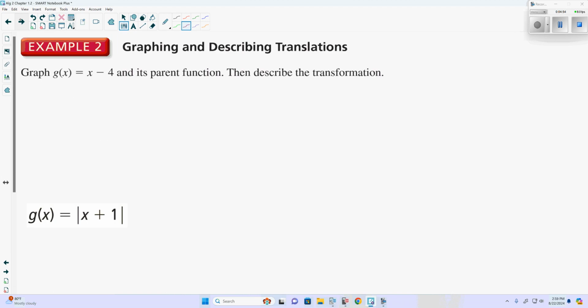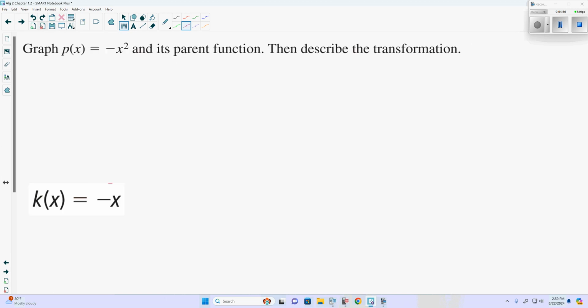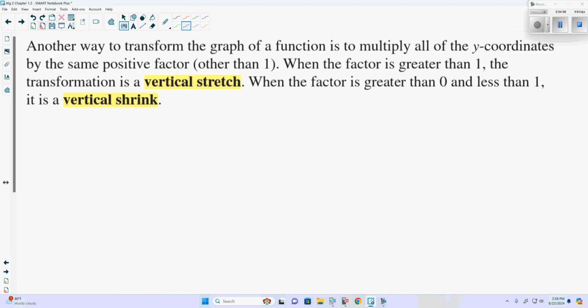All right. Another way to transform a graph of a function is to multiply all the y coordinates by the same factor. When the factor is greater than 1, it's a vertical stretch. When the factor is between 0 and 1, it's a vertical shrink.